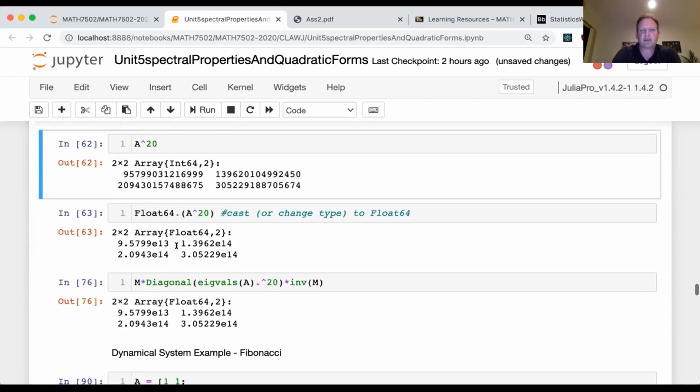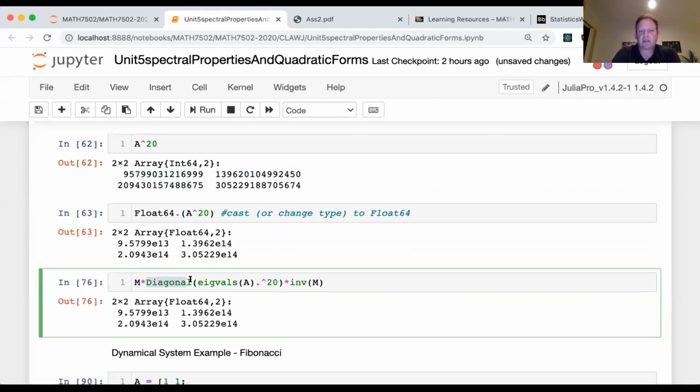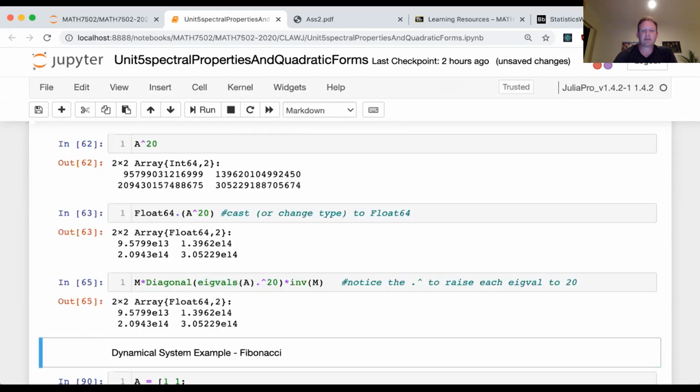So instead, what we can do is M times the diagonal of, and I'm here taking the eigenvalues of A and putting each one by itself to the power 20. Notice the dot, raising each eigenvalue to the power 20, so there's no matrix multiplication in this diagonal. Times the inverse of M, and you get the same thing.